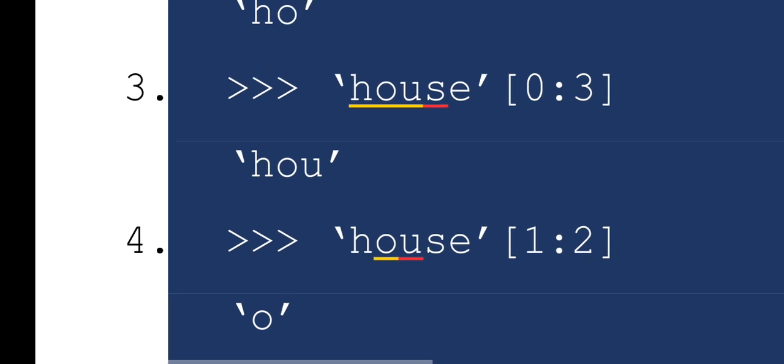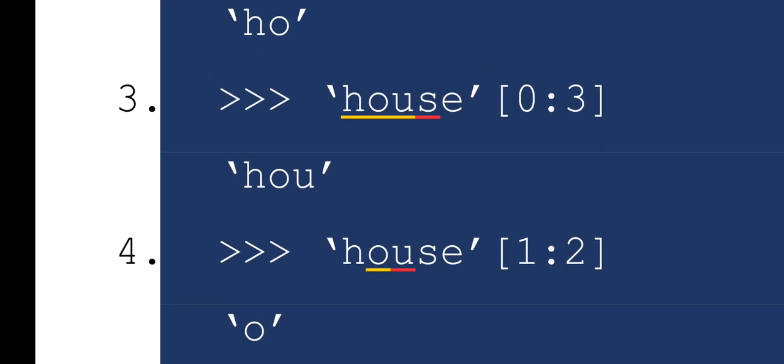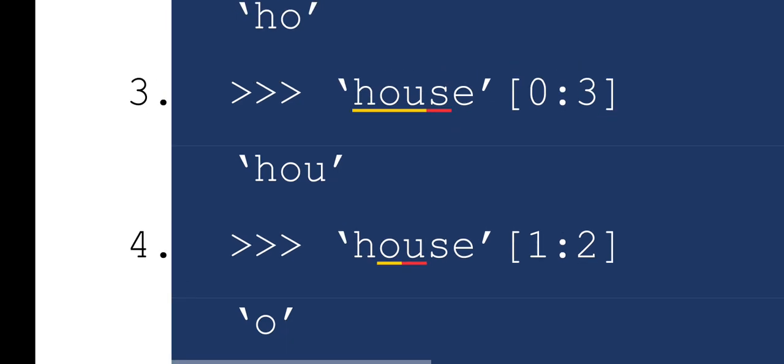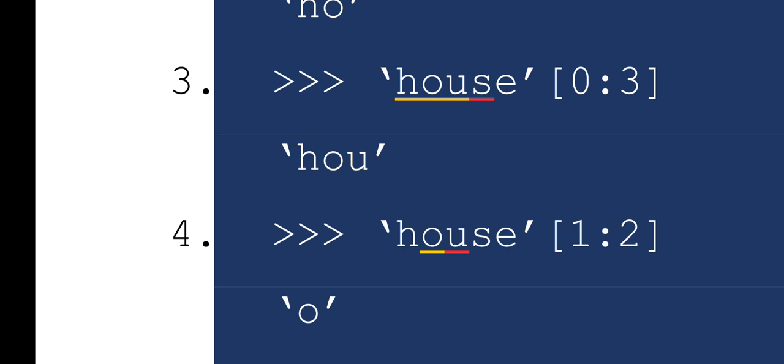And example 4, at the same string house, what we have in the pair of square brackets is 1 colon 2. So this time around it will start picking out from the character at index 1 to 1 short of 2, and 1 short of 2 is 1. So it will start picking out from 1 and end at 1. And what we have at index 1 in the string house is O. And as you can see, the output is O.